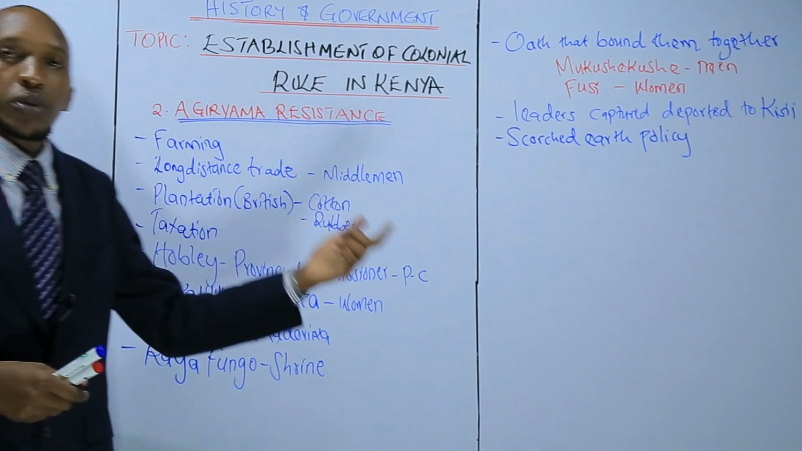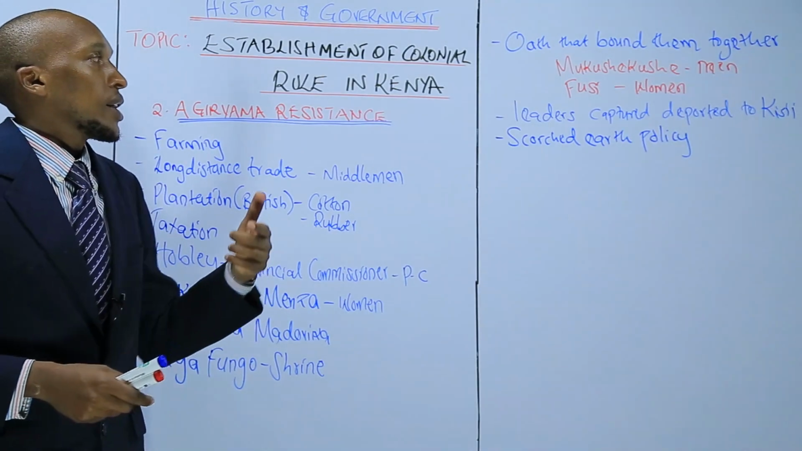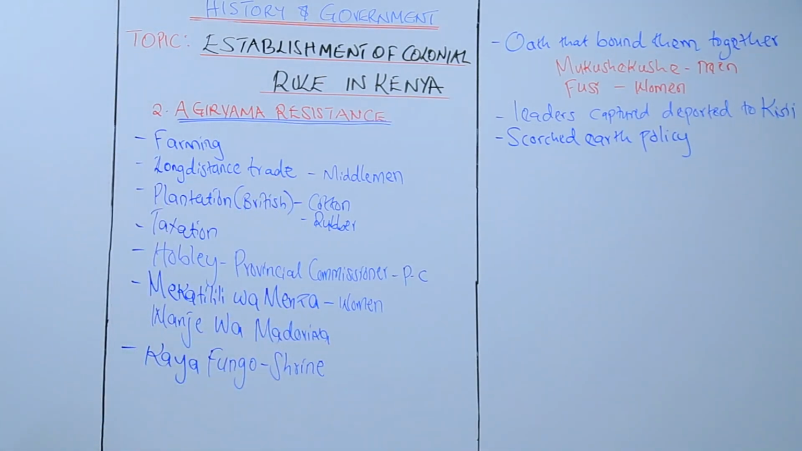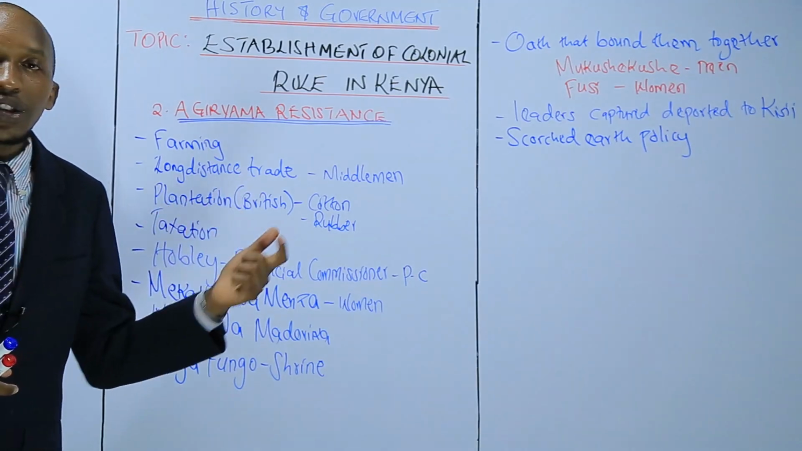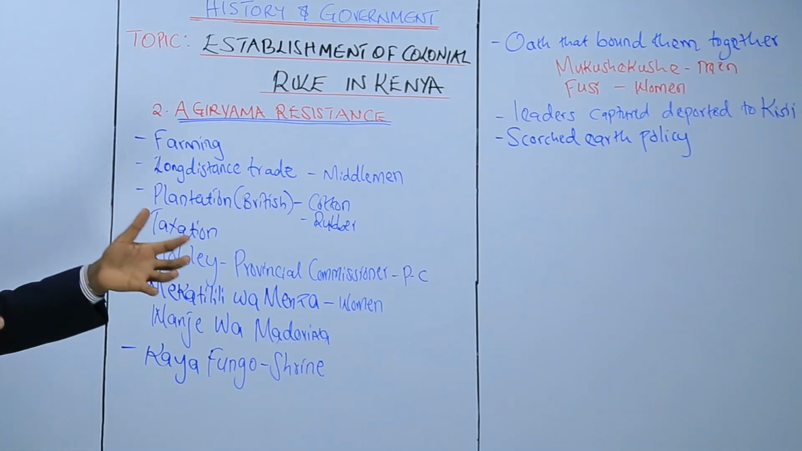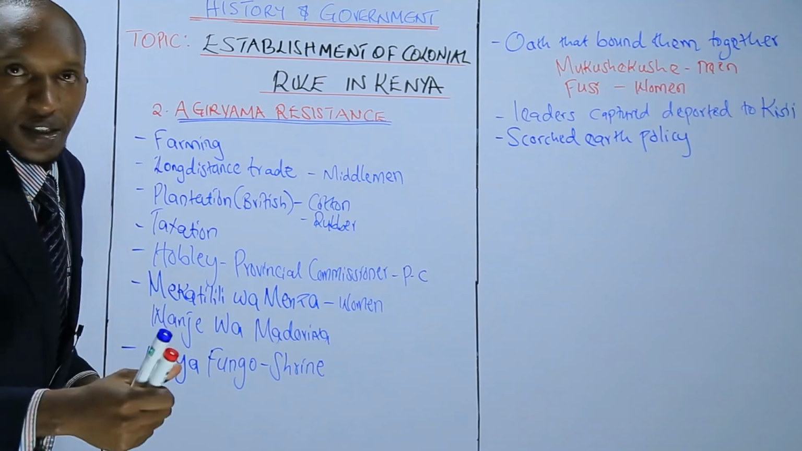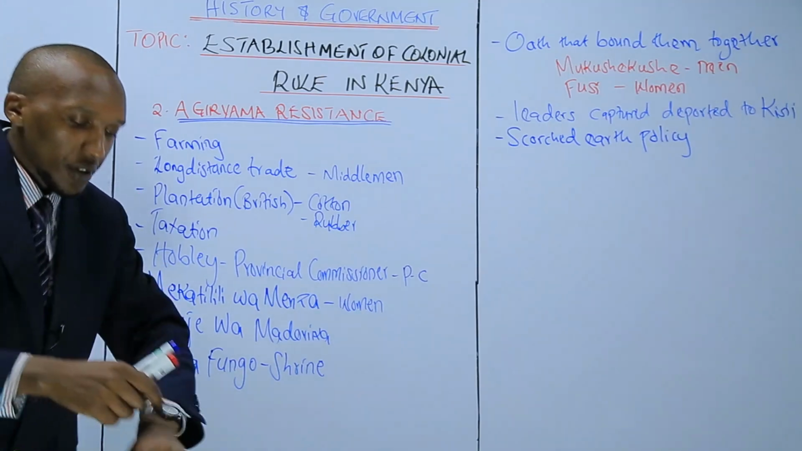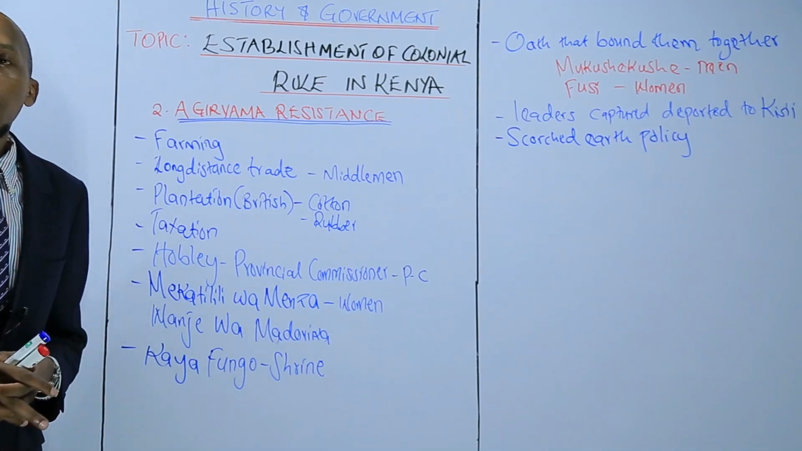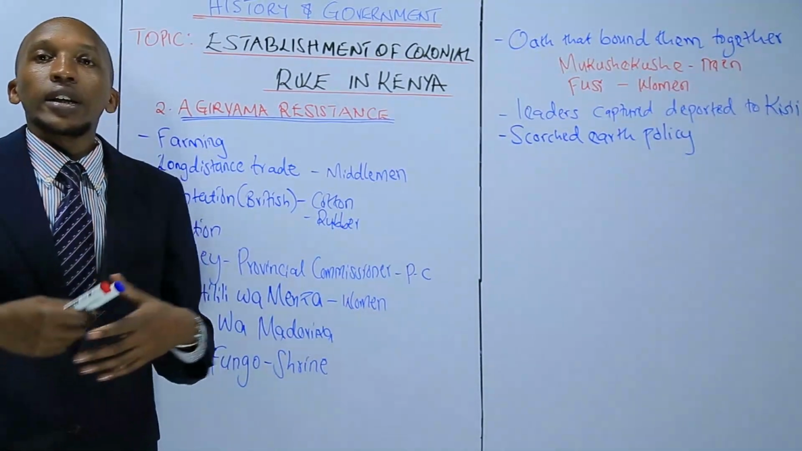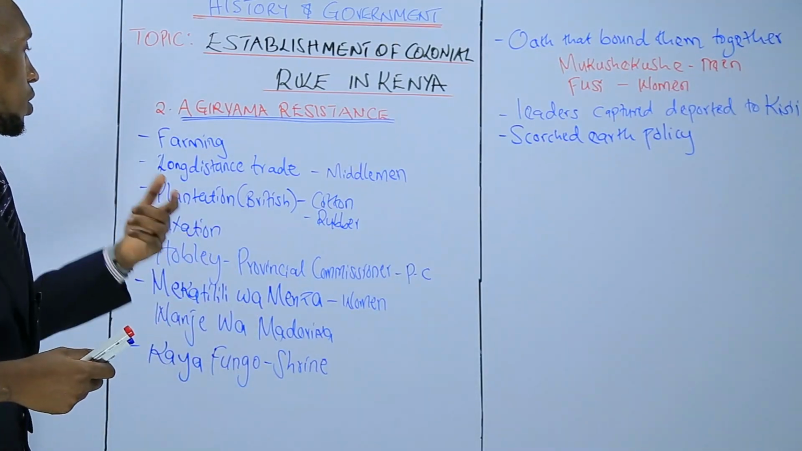But even as it was brought to an end, there was an agreement that was made. The taxation that had been put on them was lifted, or was relaxed, even after they had fought against the British. So in a nutshell, that is how the Agiriama resisted the British colonial rule.